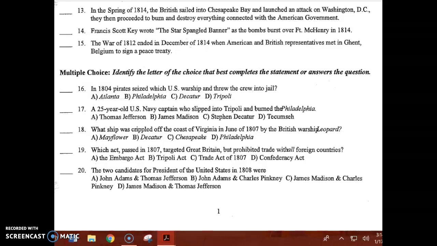19. Which act, passed in 1807, targeted Great Britain, but prohibited trade with all foreign countries? Was it A. the Embargo Act, B. the Tripoli Act, C. the Trade Act of 1807, or D. the Confederacy Act? Number 20. The 2 candidates for President of the United States in 1808 were who? A. John Adams and Thomas Jefferson, B. John Adams and Charles Pinckney, C. James Madison and Charles Pinckney, D. James Madison and Thomas Jefferson?